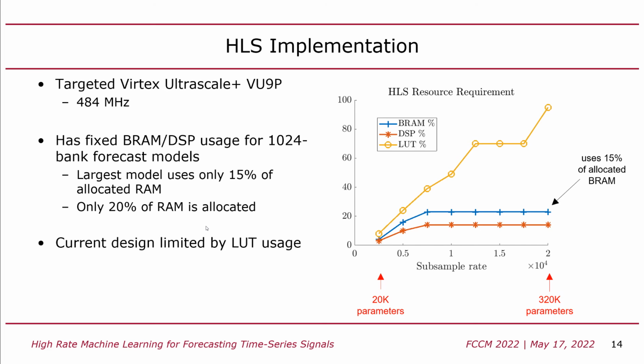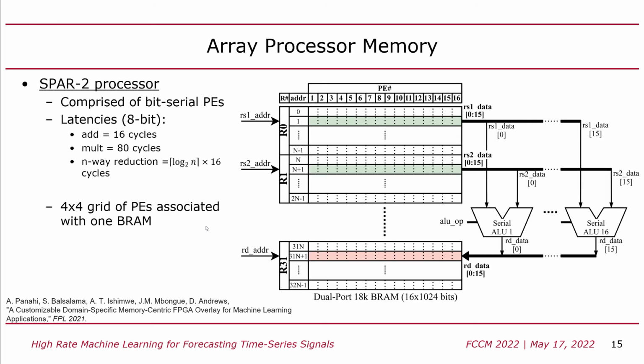To evaluate an overlay-based approach for our proposed system, we used an existing overlay architecture from David Andrews' group, which is called the SPAR-2 array processor. It's a 2D array of 1-bit processing elements that work collectively to perform multi-cycle arithmetic in arbitrary precision, but with massive parallelism. So for an 8-bit word size, a multiply-add requires 96 cycles, and an n-way reduction requires log n times 16 cycles to perform.